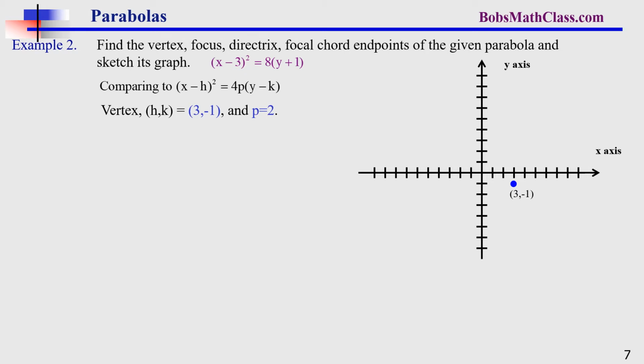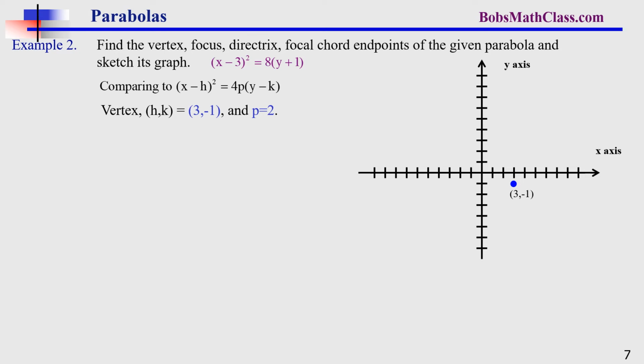And then set 4p equal to 8. So if you set 4p equal to 8, that gives us p equals 2. So whatever that number is in front of the parentheses where y is on the right-hand side, you always put 4p equal to that value. That gives you p equals 2, so you divide by 4 on both sides. It's positive, so that means the parabola opens up.